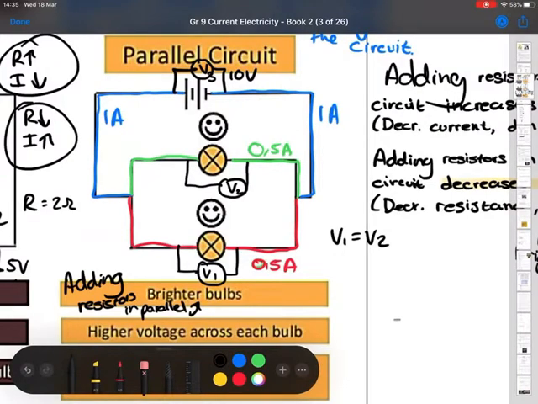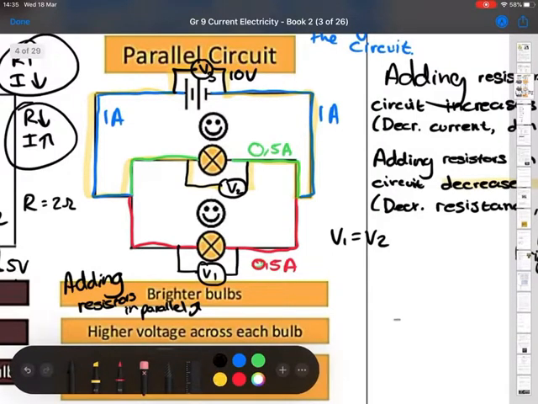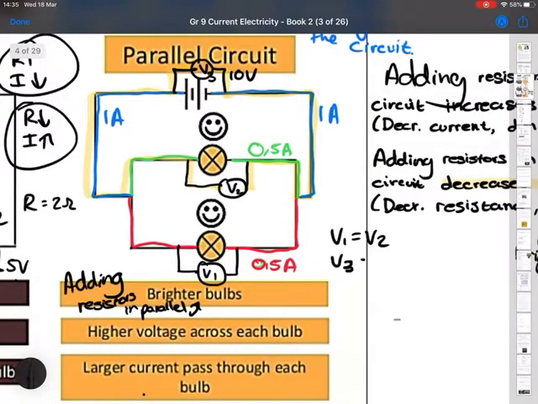Now I want to know, can I get from voltmeter 3 to voltmeter 2 and voltmeter 1? Let's have a look. On the positive side, I can get to voltmeter 2. On the negative side, can I get from voltmeter 3 to voltmeter 2 without crossing over any component? Yes, I can. So we can then say that voltmeter 3 is equal to voltmeter 2.